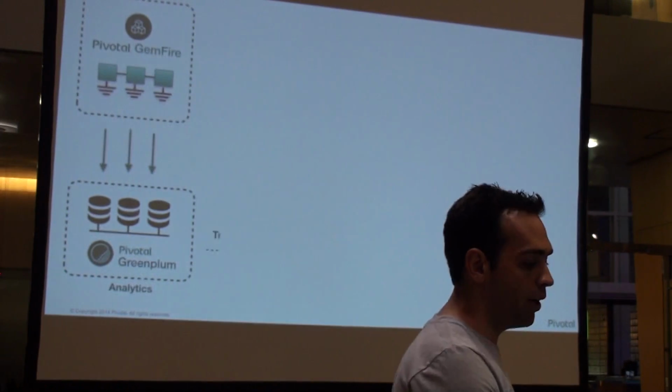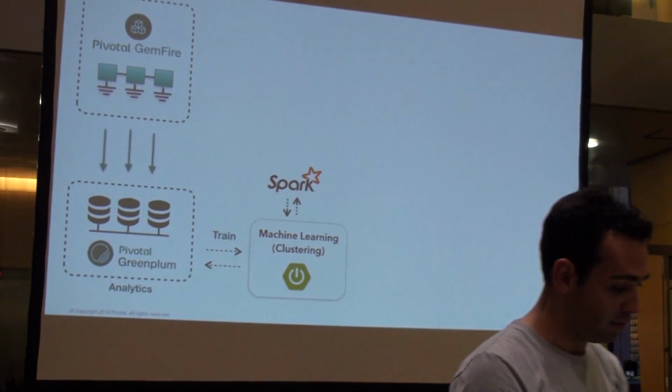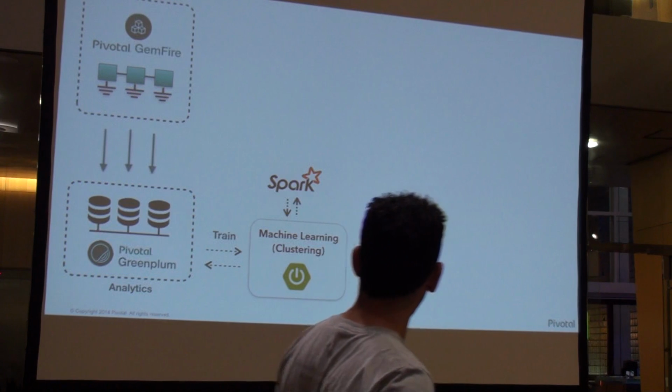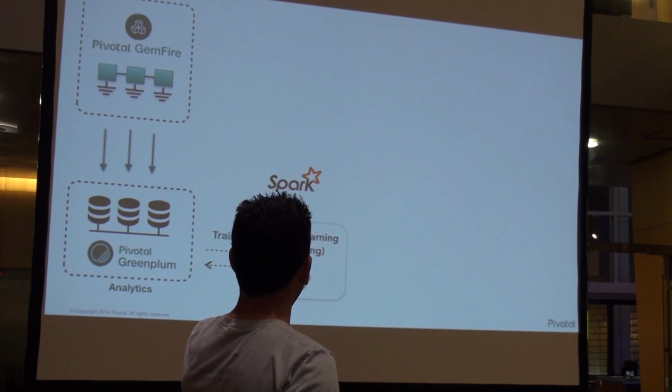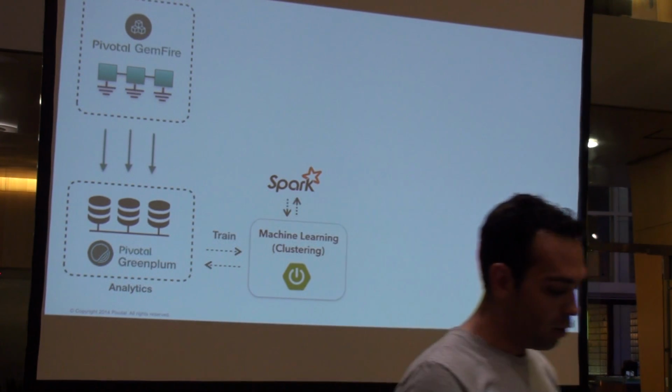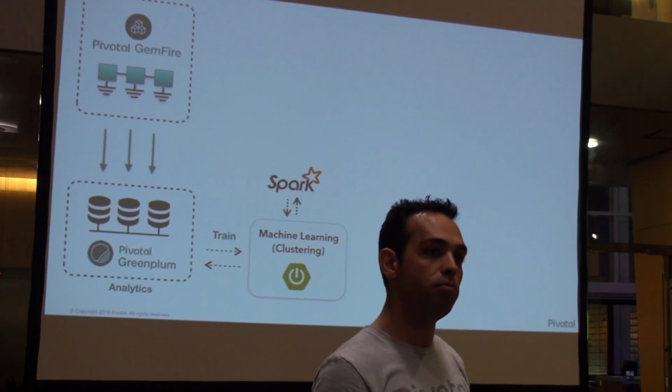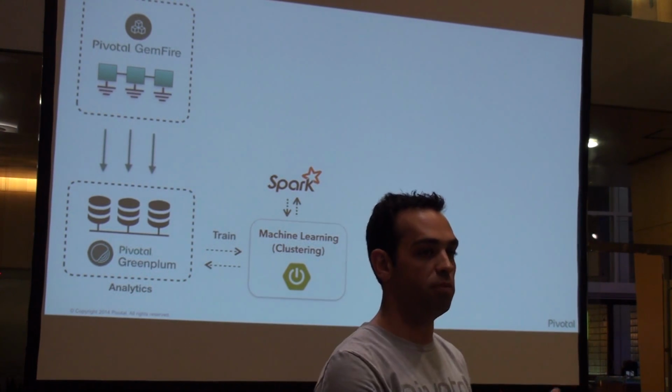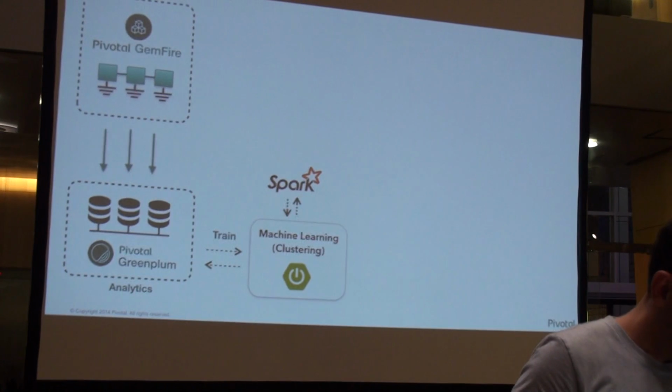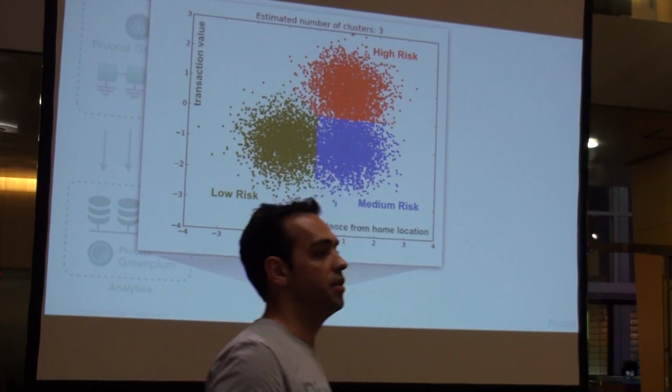So we start with deploying an application that I pre-deployed. I'll explain why. That's a clustering app. It's a machine learning app that uses Spark and runs in Cloud Foundry. What it does is make queries to Greenplum, so it queries the data that was transacted before, in order to build this model. And this is the machine learning model.